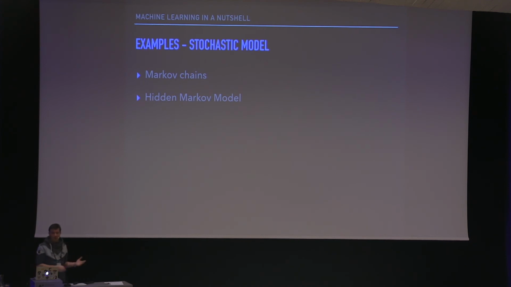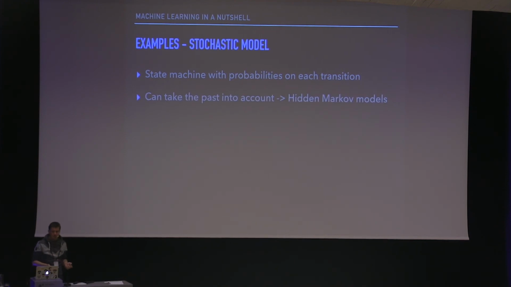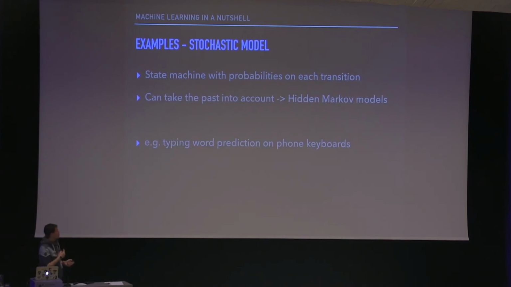I'm going into Markov chains because they are a state machine with probabilities on each transition. And if you take the past into account, so if you think about, okay, my user started here, he got there, the probability will change just by the path the user took, and you have a hidden Markov model. You know those things too.